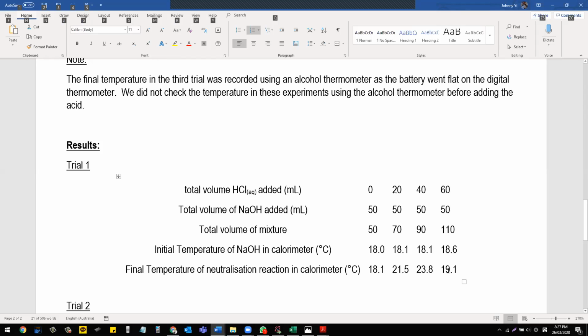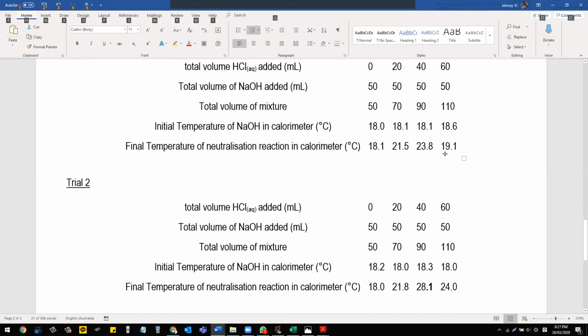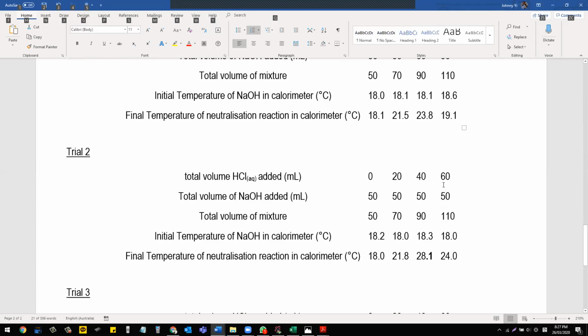If you add 60 ml, the temperature must have risen a bit higher. So why is it 19.1? That doesn't make any sense. So I think that's an outlier. Here also, it's a bit weird. No change in temperature pretty much, a little bit change, a lot, and then change less. So that must be an outlier. I think that's also a mistake.